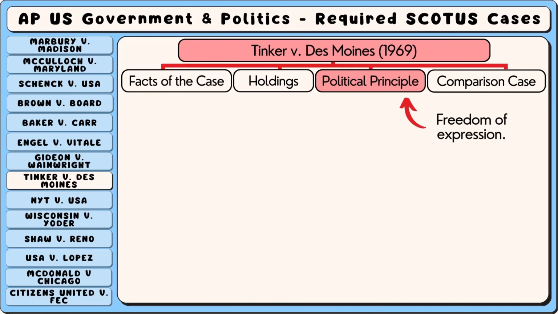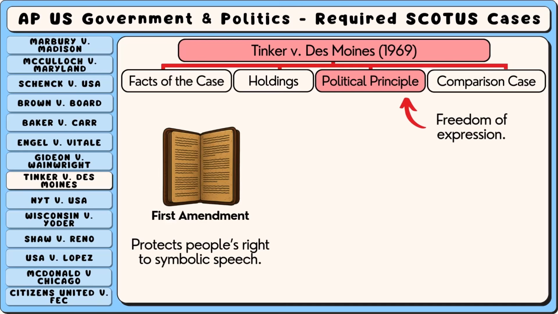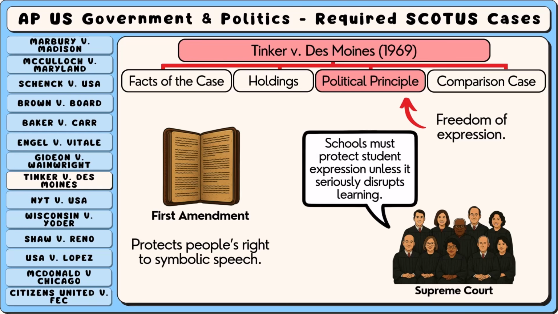Now let's look at the political principle behind this case. The central idea is freedom of expression. The First Amendment protects people's right to share ideas, including through symbols like armbands. Tinker versus Des Moines strengthened this principle by saying schools must protect student expression unless it seriously disrupts learning.